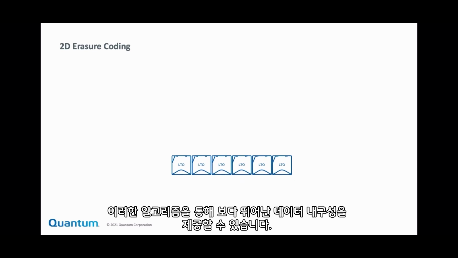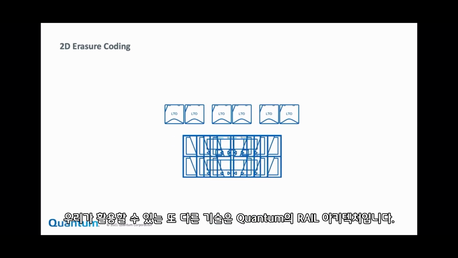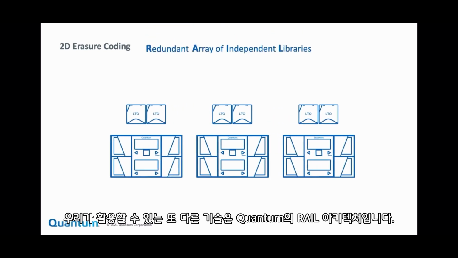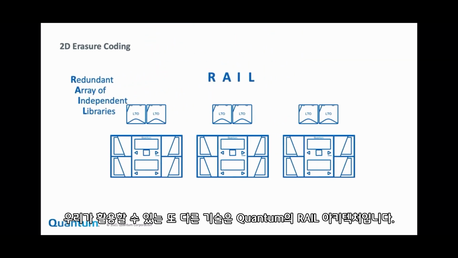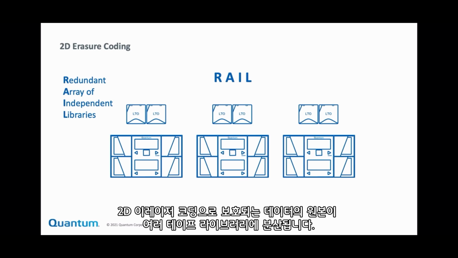So let's take protection to the extreme. Another technology we can leverage is a redundant array of independent libraries, or Quantum's RAIL architecture. Without 2D erasure coding, there really is no practical way to do this. A single copy of your data protected with 2D erasure coding spread across multiple libraries.